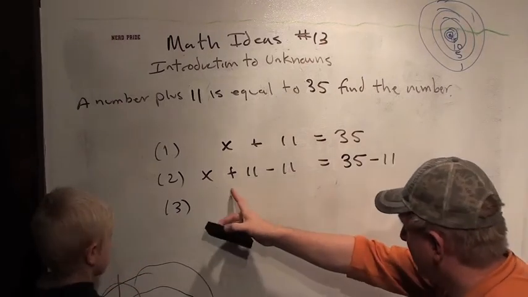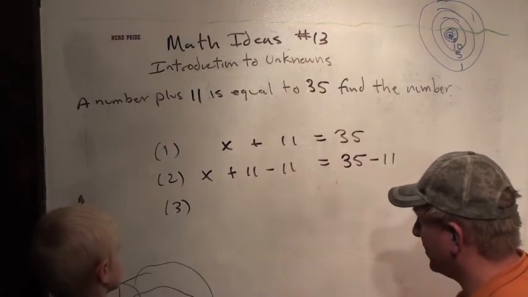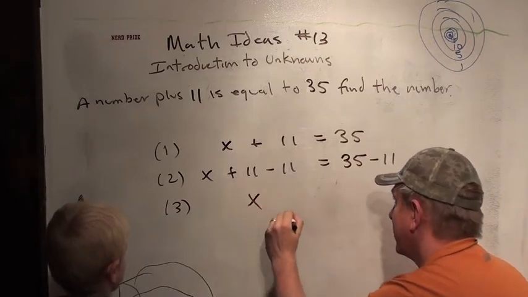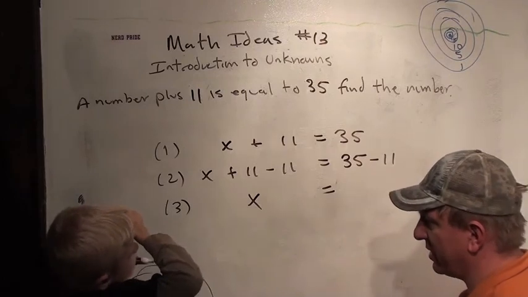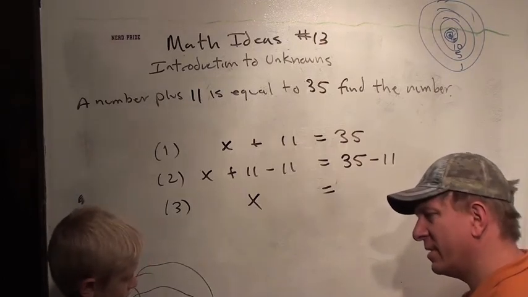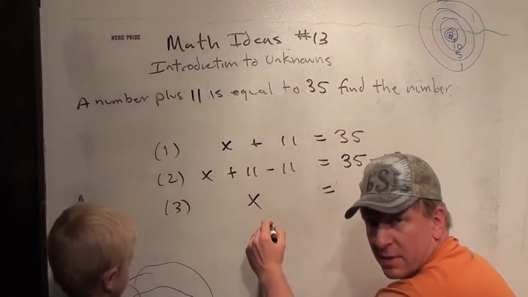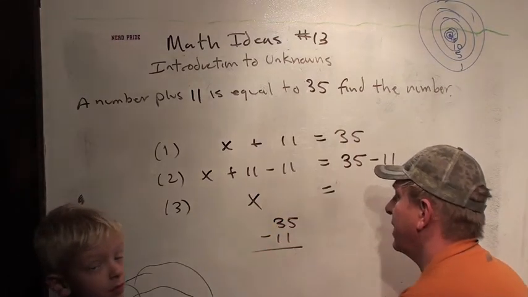So what is 11 minus 11 equal? 0. So what does this side just equal? It just equals x. And now we have the tricky job of trying to figure out what 35 minus 11 is. Do you know? No. Well, we better write it down then. So let's see. Is this on the screen? Okay, so 35 minus 11. How do we do that?